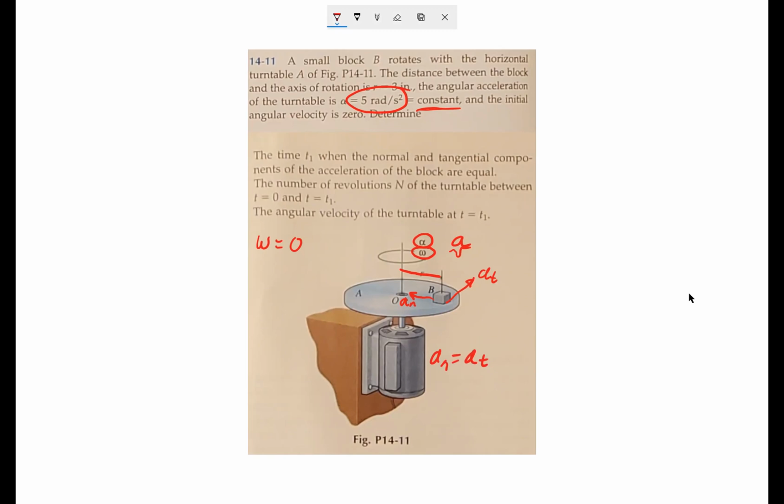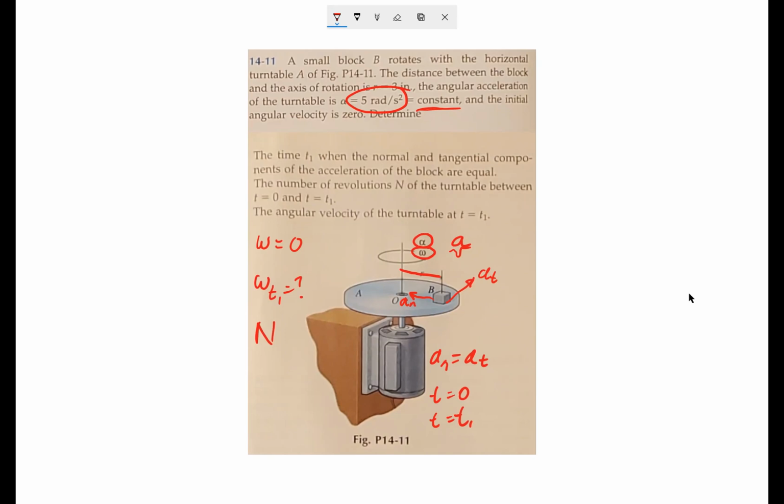Then they talk about t being equal to 0 and t being equal to t1, which is basically our final time. They want the angular velocity, omega, at time t1. That is a breakdown of the problem. And don't forget the number of revolutions. We're going to find out how many times this turntable has turned during this time from 0 to t1.